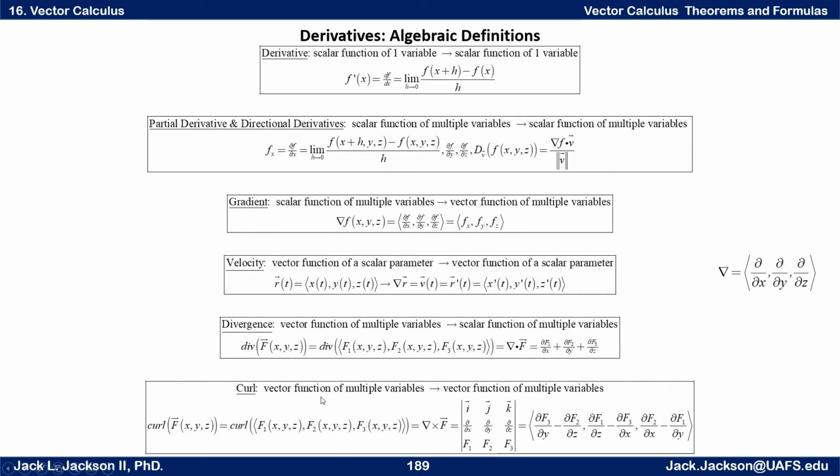Now the curl, we have a vector function of multiple variables for the input and a vector function of multiple variables for the output. So it's this del operator crossed with f, which you can use to help you remember it, but it's basically this formula here that is the formula for doing the curl.